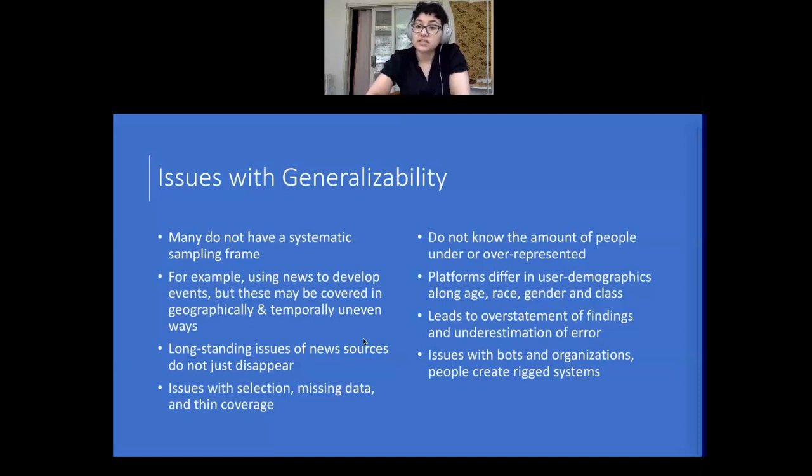And so those long-standing issues don't disappear. Big data isn't the solution to everything, because we still have those biases in whatever topic you're looking at, and more data doesn't necessarily mean that they're going to disappear. Instead, sampling still applies, right? So we still have issues with selection, missing data, and thin coverage. And we don't know the amount of people under or over-reported. So a good example of big data is, okay, we have the census.